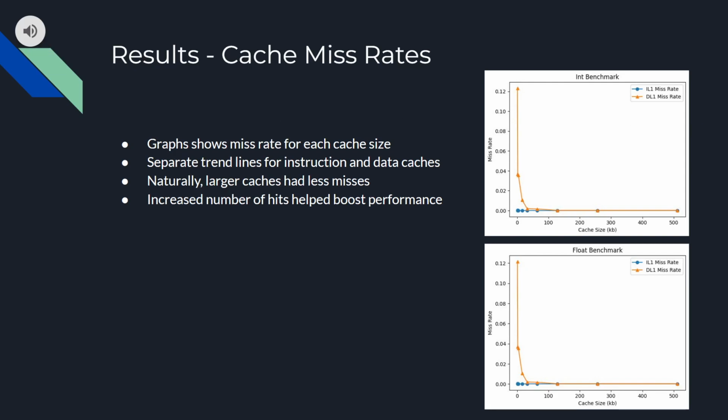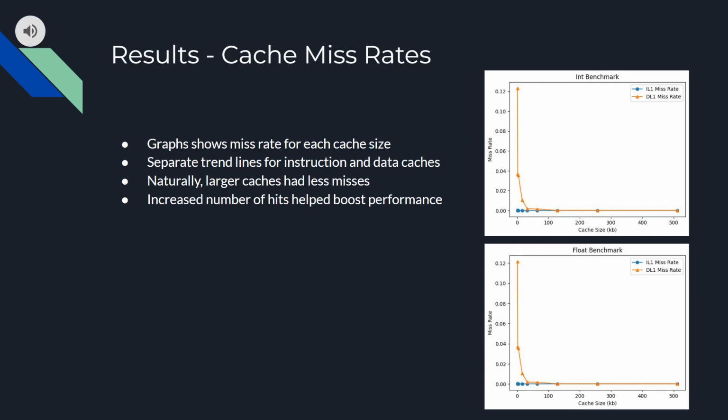Cache miss rates also play a role in determining the performance of a processor. So in our experiment, we also analyzed the cache miss rates for each benchmark group, the integer benchmark and the floating point benchmark. The graphs on the right show the miss rate for each cache size for both the instruction L1 cache and the data L1 cache.